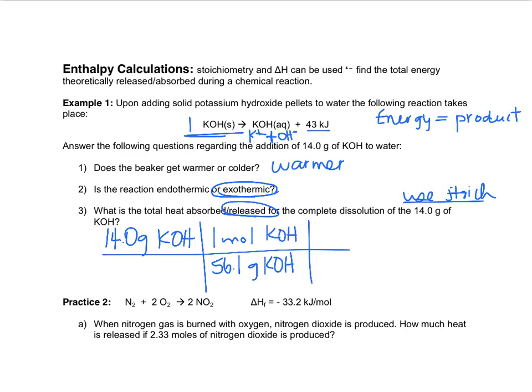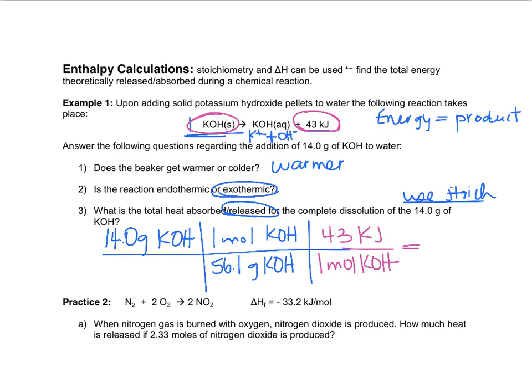Now we're going to use a mole ratio. This is interesting because my mole ratio is not what we typically think. Now I'm looking at the mole ratio between KOH and energy. So 1 mole of KOH is 43 kilojoules of energy. So 1 mole of KOH comes down and I can get to the 43 kilojoules of energy. So this is stoichiometry. It's just not comparing mole to mole. Now we're comparing mole to the energy in the reaction. So this would actually tell me the total amount of heat.